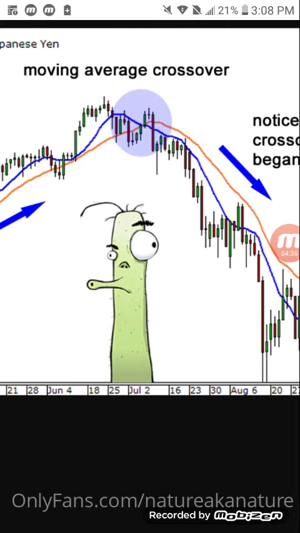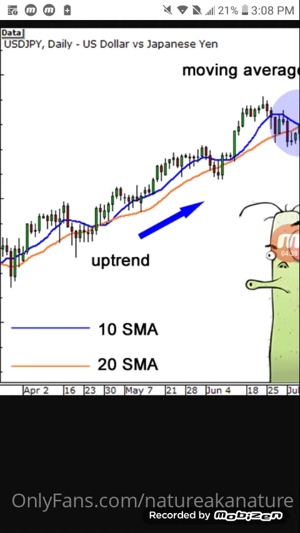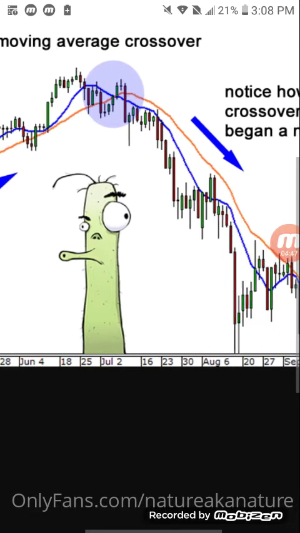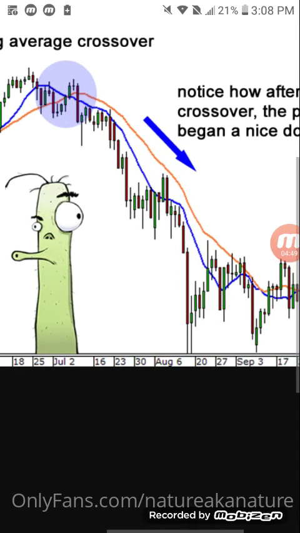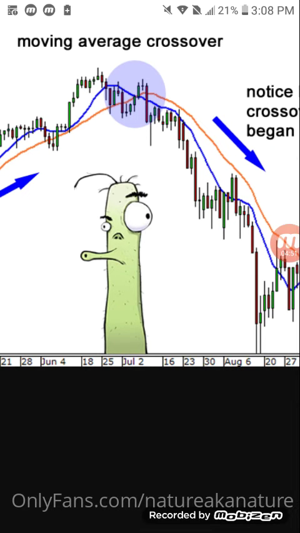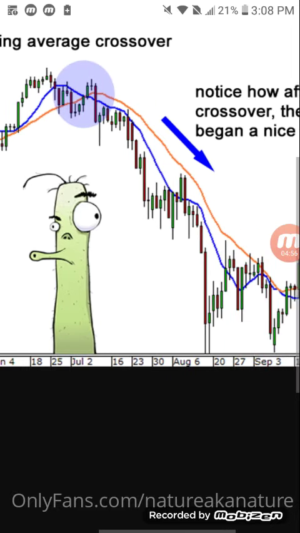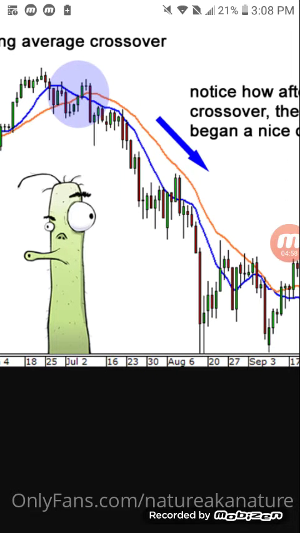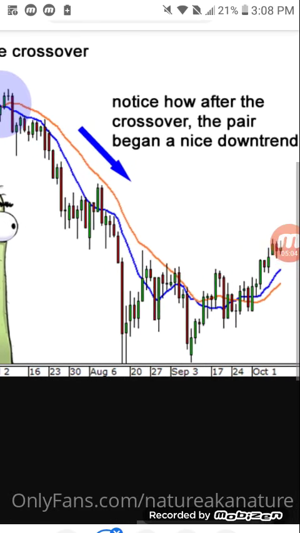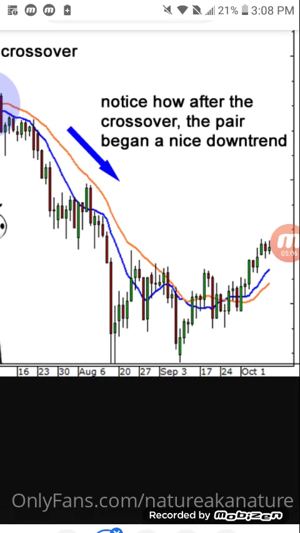So once you spot a moving average crossover by putting a 10 SMA, a short period SMA, over a longer period SMA or EMA, you can find the crossover of the current trend. Once you find a moving average crossover, then you can determine the overall trend. And once we see the moving average crossover, the candles started to cross over and started going down. Okay, so now we're in a downtrend. Notice after the crossover, the pair began a nice downtrend.